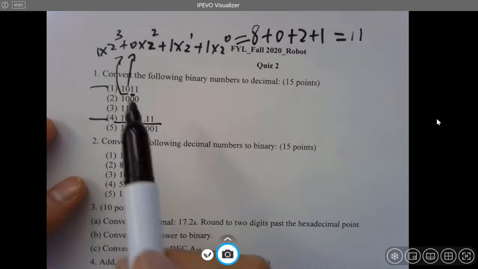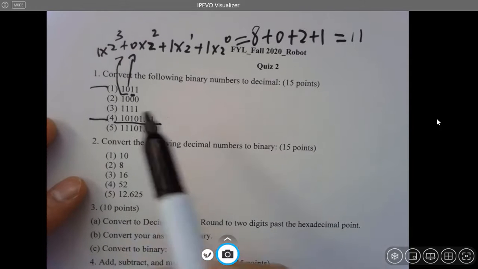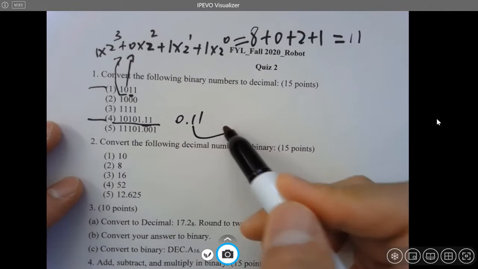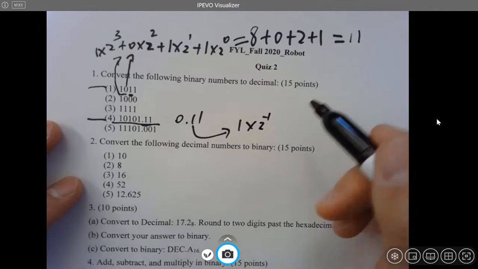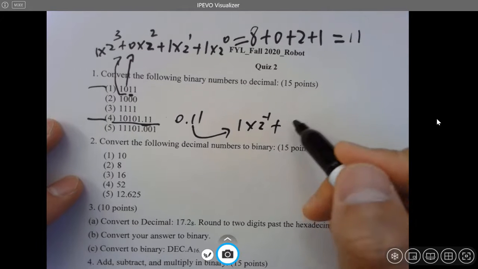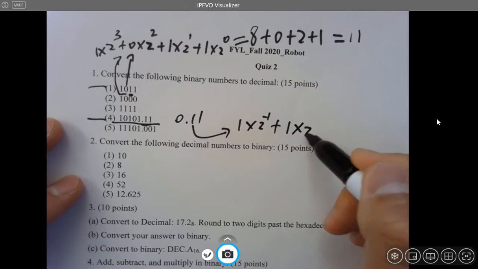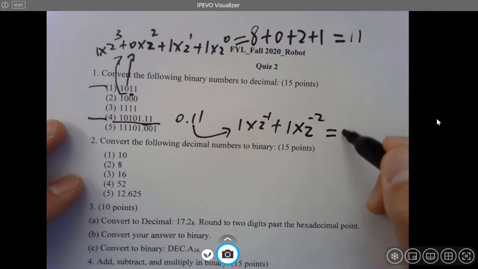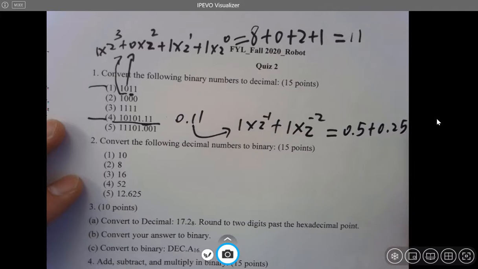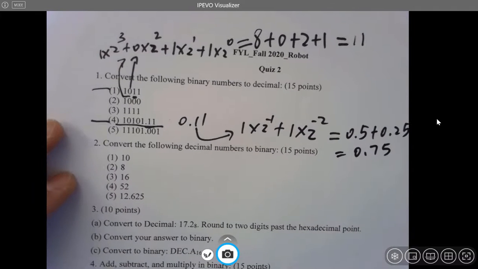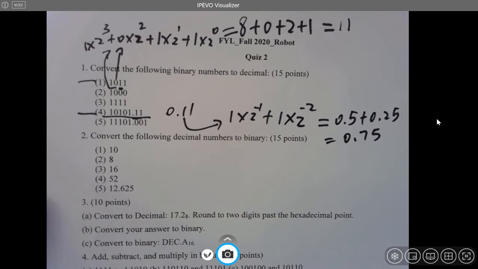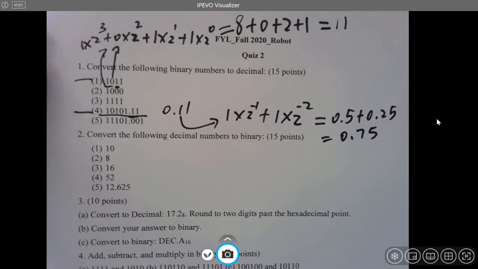And this one, do the same thing for the integer part. Now let's look at the fractional part here, 0.11. This digit is 1 times 2 to the minus first, plus 1 times 2 to the minus second. So in total, that will be 0.5 plus 0.25, so it's 0.75. If you didn't watch the video or were not in class last week, just watch the video. I think it's pretty simple to solve. Just follow all these procedures.